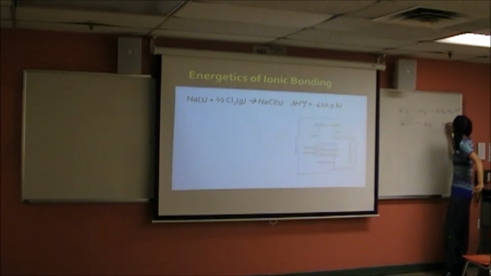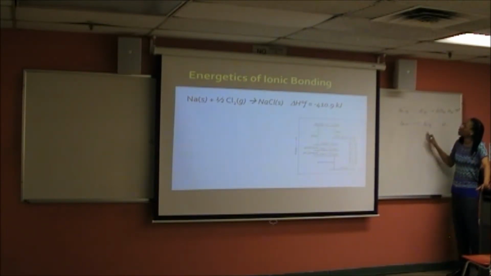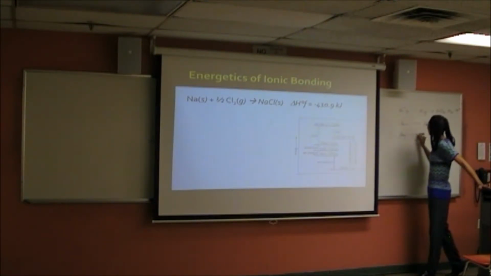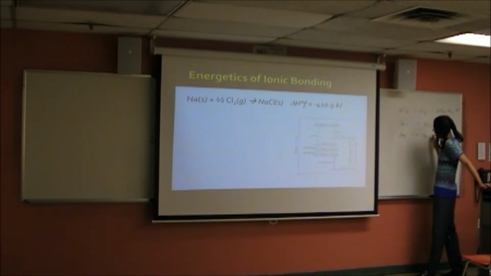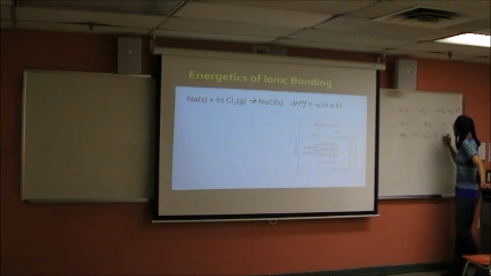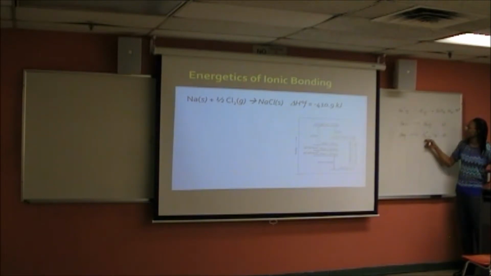Sodium solid going to sodium gas has its own enthalpy. Once you have sodium gas, what do you need to do to get it to look like this? You need to ionize it. So we have sodium gas going to sodium plus gas and 1 electron. This has its own enthalpy. Now your sodium is ready.